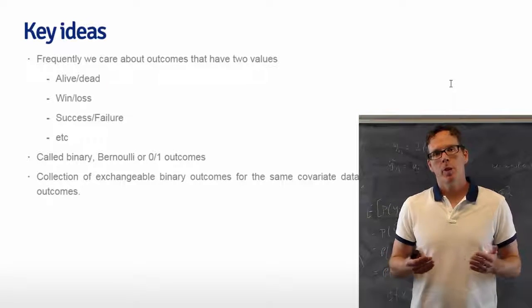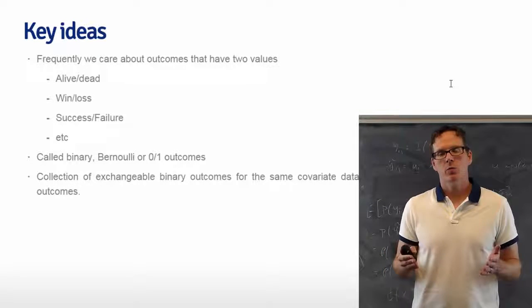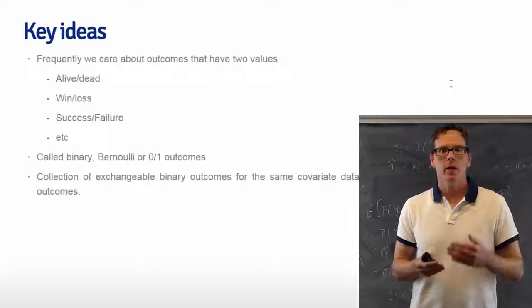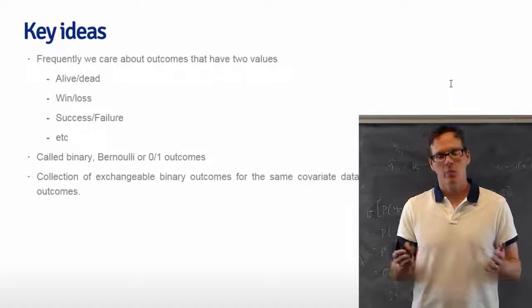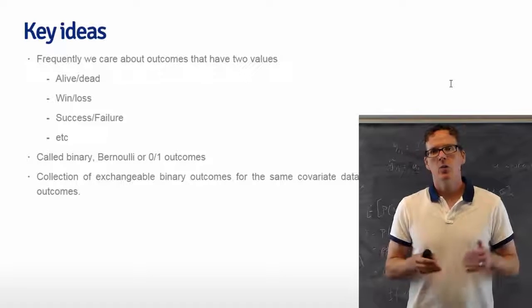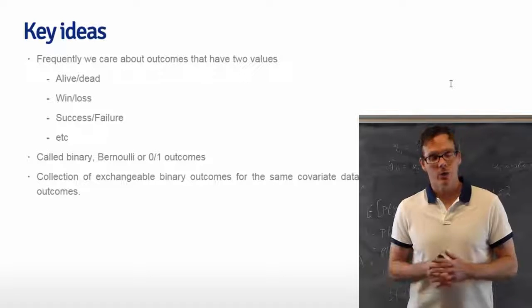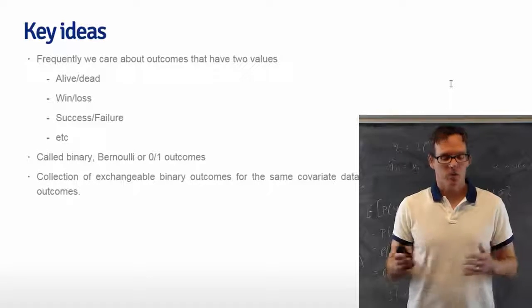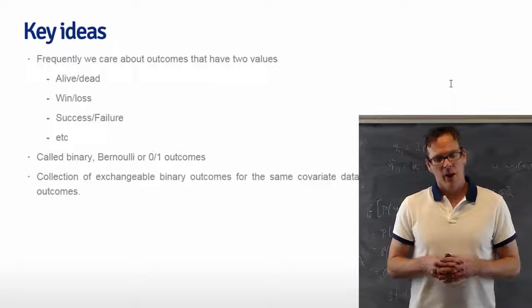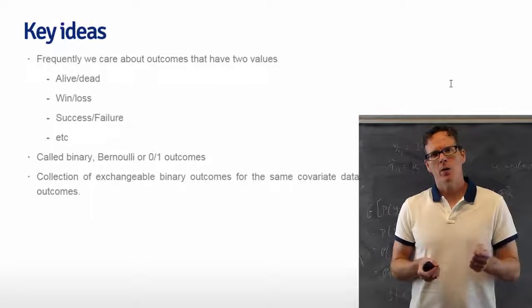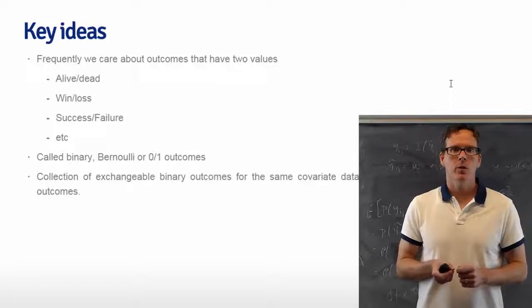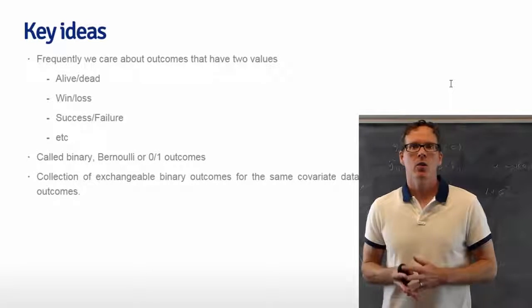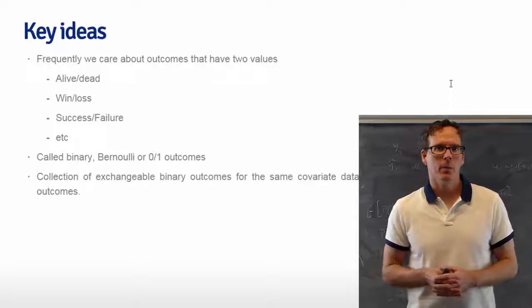For example, in biostatistics, we're often doing things like survival analysis where people are either alive or dead at the end of the study, for example, a cancer study. We can look at wins versus losses like we're going to do today, or successes or failures of any kind. And we're going to model the data as if it's a bunch of coin flips where the success probability potentially depends on a collection of covariates.